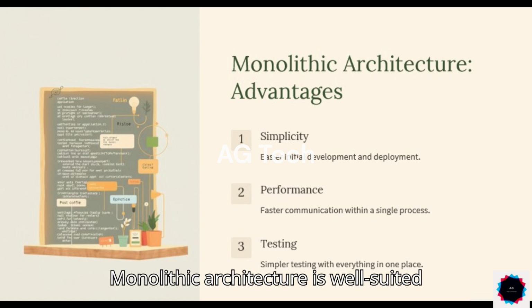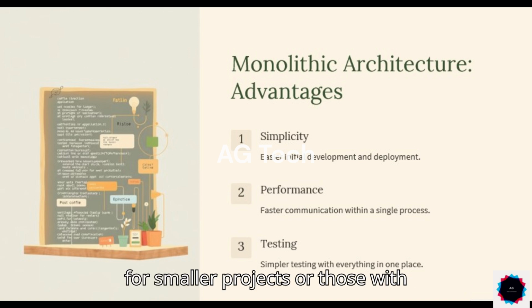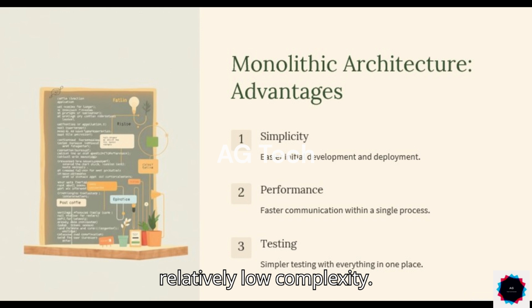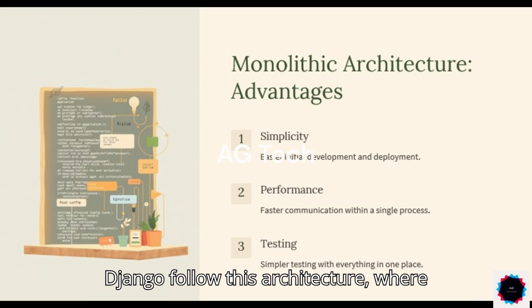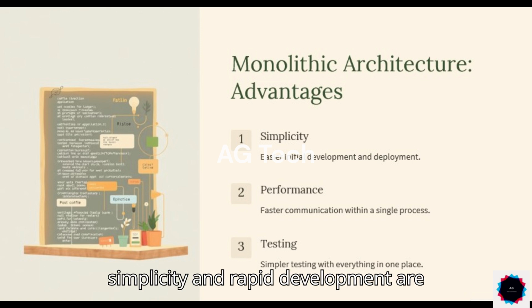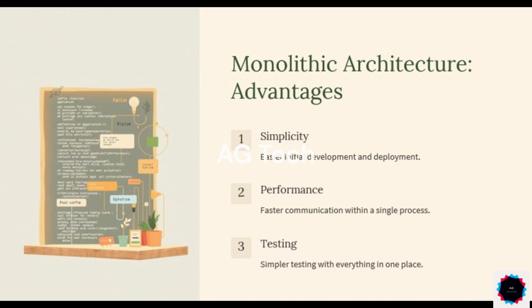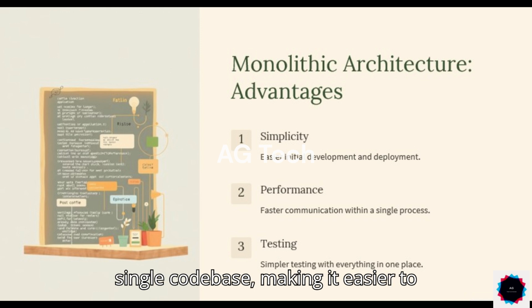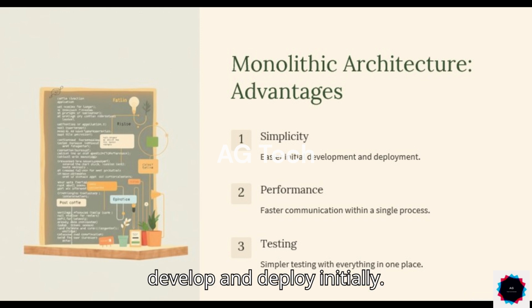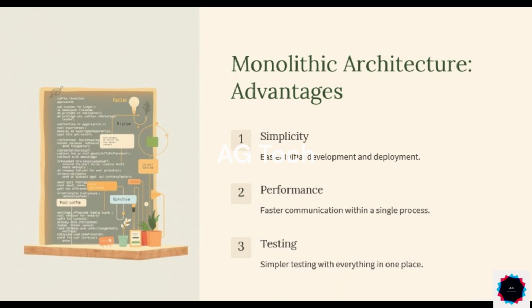Monolithic architecture is well suited for smaller projects or those with relatively low complexity. Popular applications like WordPress and Django follow this architecture, where simplicity and rapid development are paramount. Advantages: simplicity. All components are integrated into a single codebase, making it easier to develop and deploy initially.